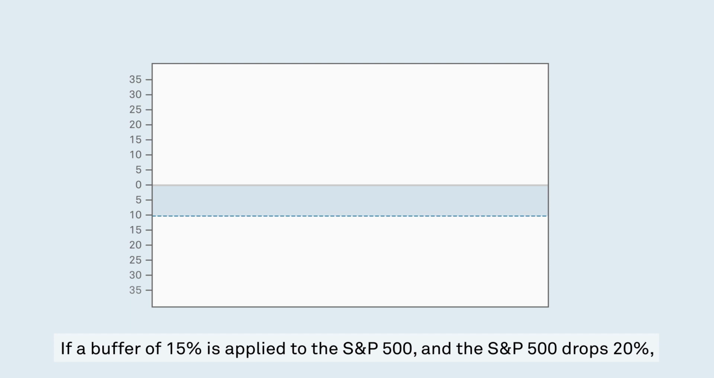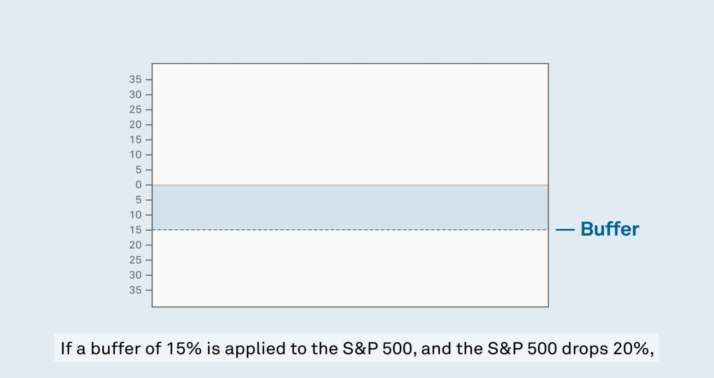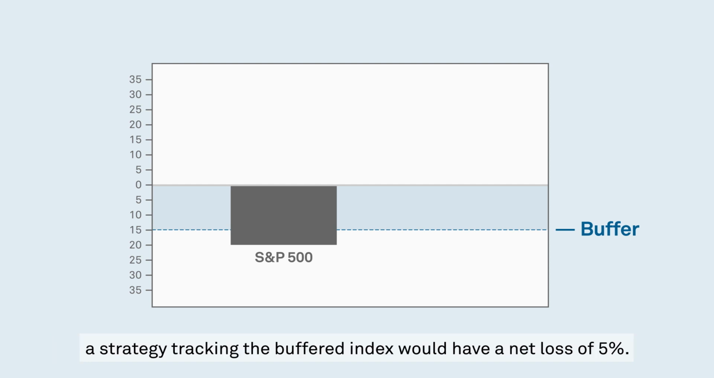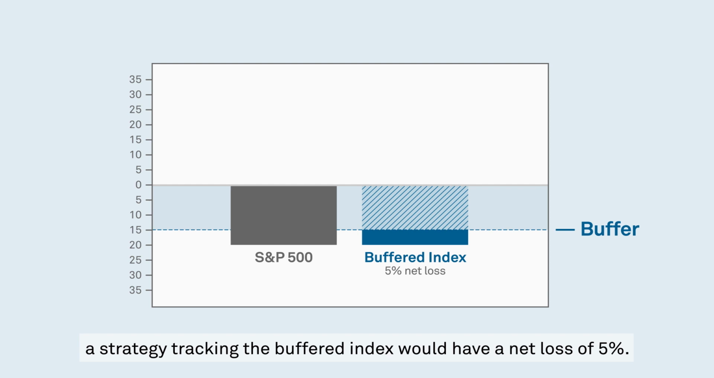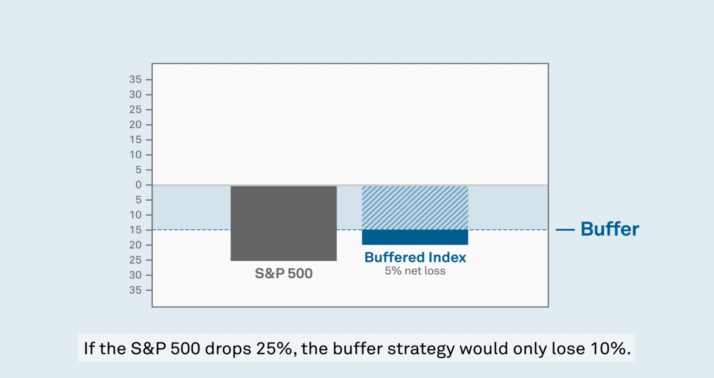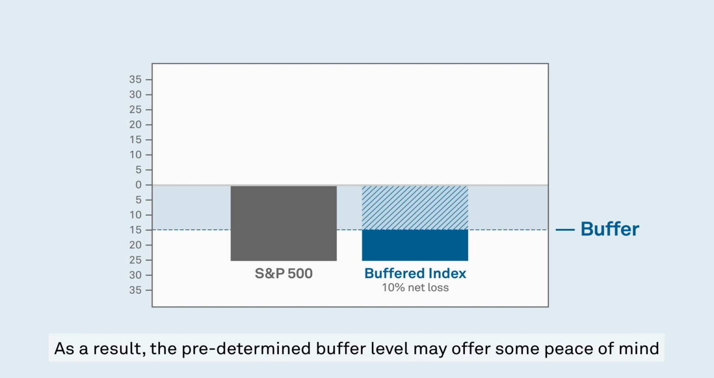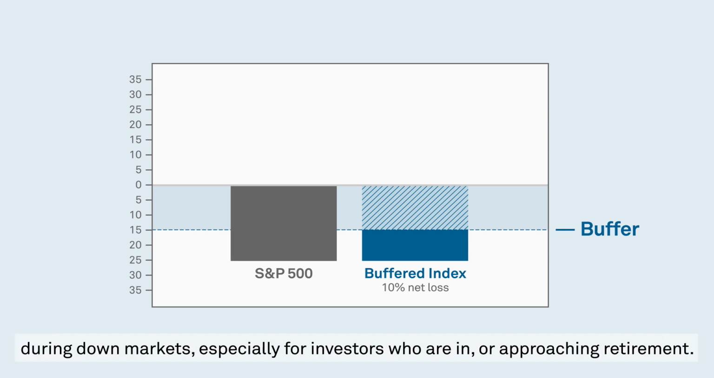If a buffer of 15% is applied to the S&P 500 and the S&P 500 drops 20%, a strategy tracking the buffered index would have a net loss of 5%. If the S&P 500 drops 25%, the buffer strategy would only lose 10%. As a result, the predetermined buffer level may offer some peace of mind during down markets, especially for investors who are in or approaching retirement.